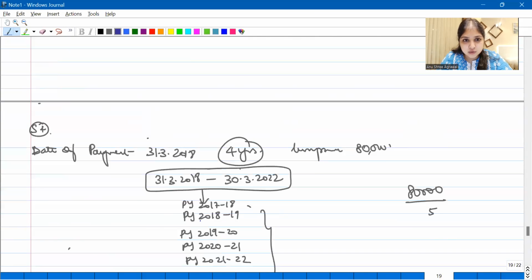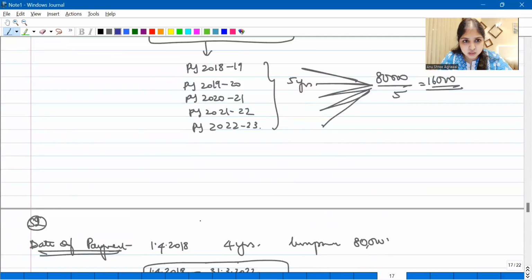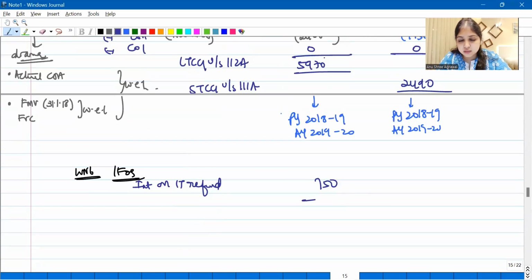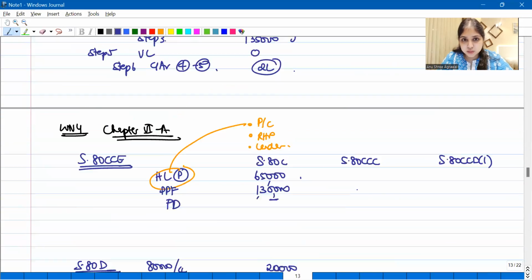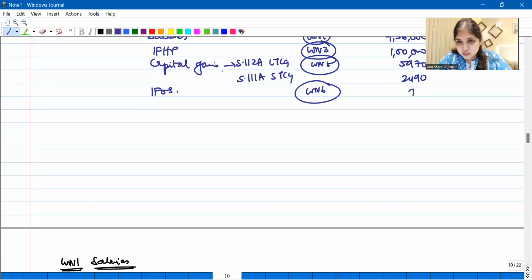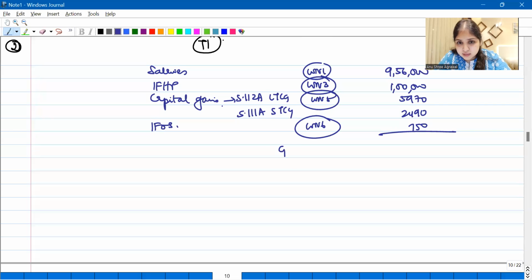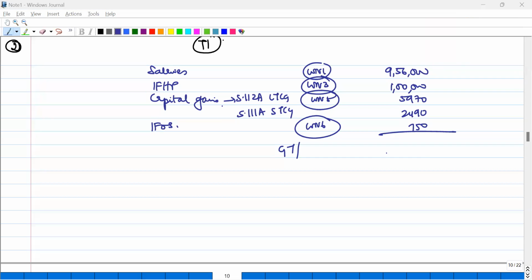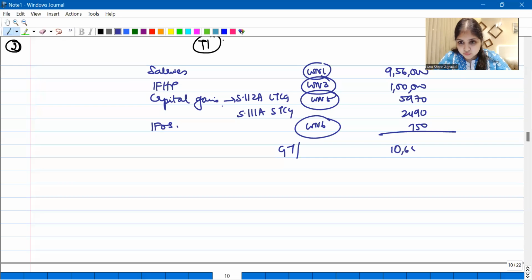IFOS also we've done, working note number 6. This is 750 rupees. IFO is 750 rupees. No other head of income we had. So what is my assessee's GTI? This is going to be 10,65,000 to 10.